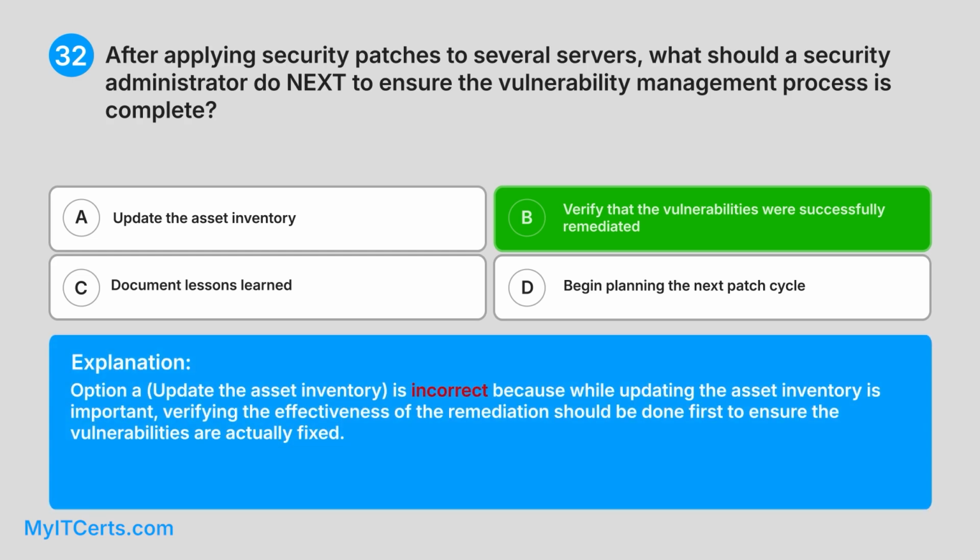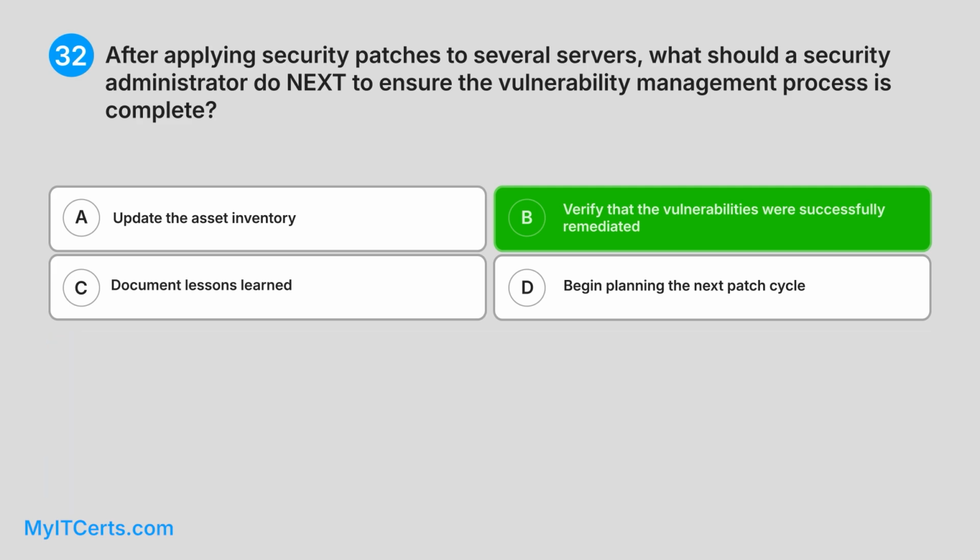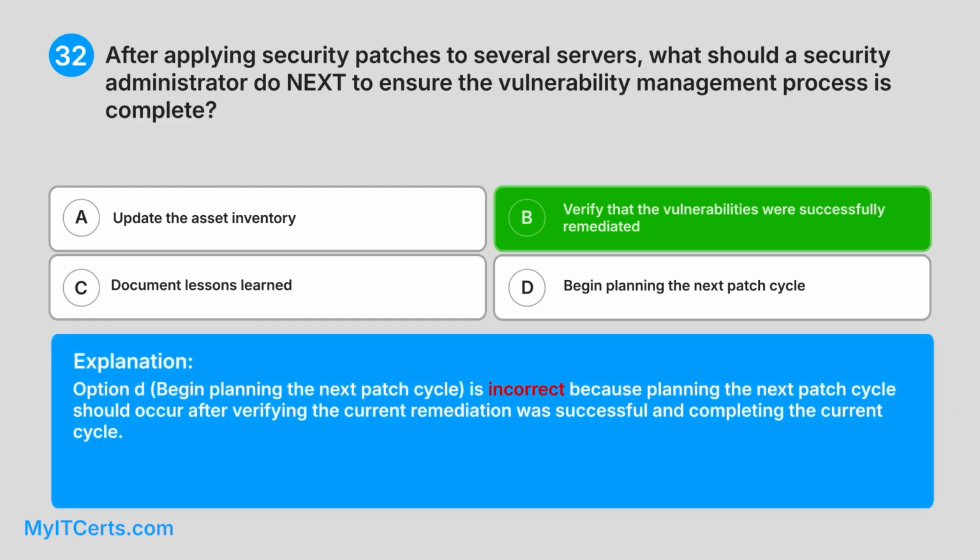Option A, update the asset inventory, is incorrect because while updating the asset inventory is important, verifying the effectiveness of the remediation should be done first to ensure the vulnerabilities are actually fixed. Option C, document lessons learned, is incorrect because documenting lessons learned would come after verification confirms whether the remediation was successful or not. Option D, begin planning the next patch cycle, is incorrect because planning the next patch cycle should occur after verifying the current remediation was successful and completing the current cycle.